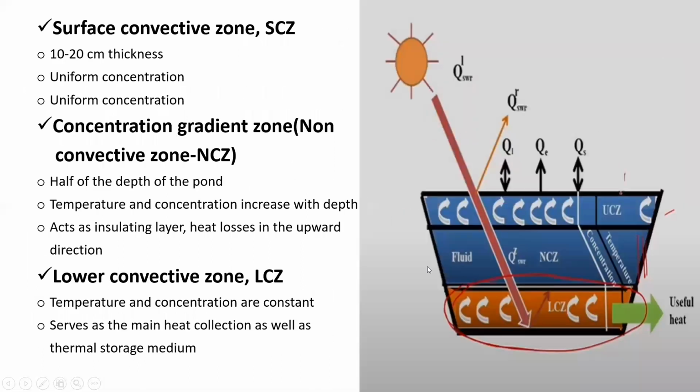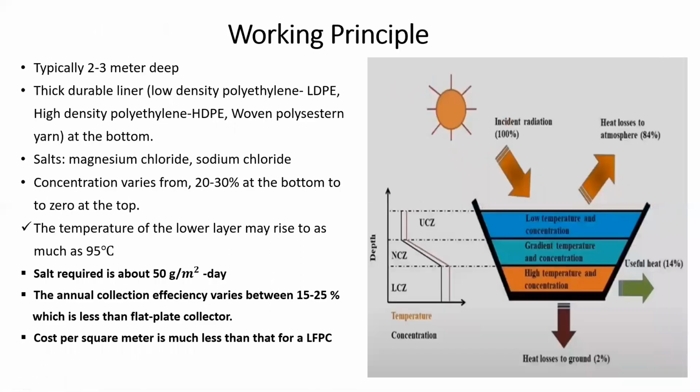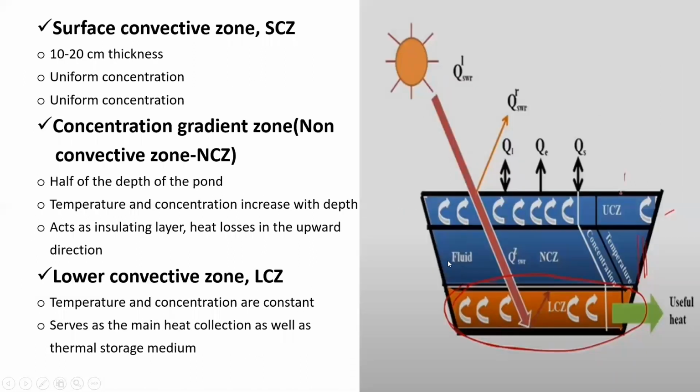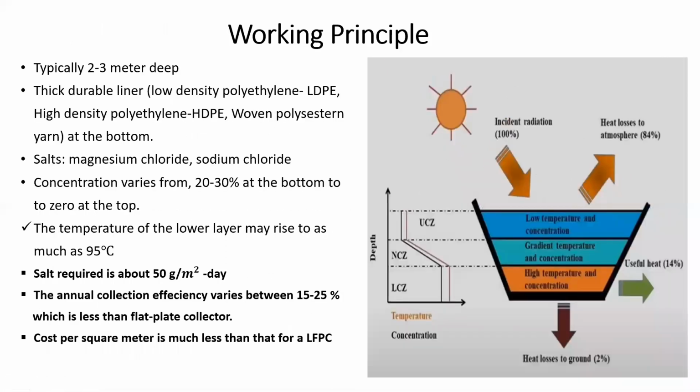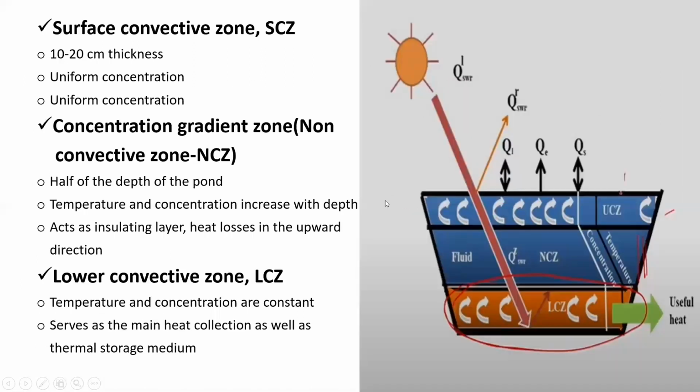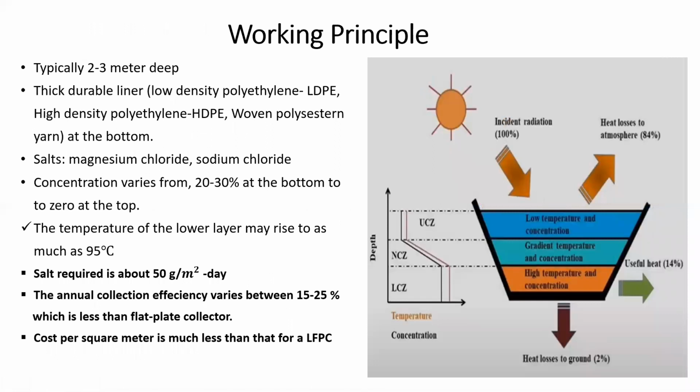For the concentration versus depth there is a slight difference, but here also the concentration is uniform in the upper convective zone, and temperature and concentration are uniform here as well. The concentration and temperature only increase in the non-convective zone, as is fully indicated. All these things are fully indicated in this small diagram.